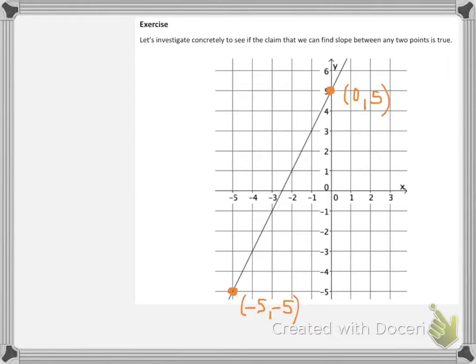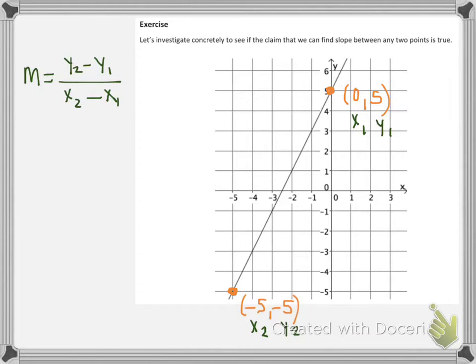And then I can call them what I want. Let's go with this x2, y2, and this x1, y1. Doesn't really matter. And we're going to use slope is equal to y2 minus y1 over x2 minus x1. My second y minus my first y, that's the change in y. And then the second x minus my first x, that's the change in x. We have to keep those the same and in order, or we're going to get the wrong answer.